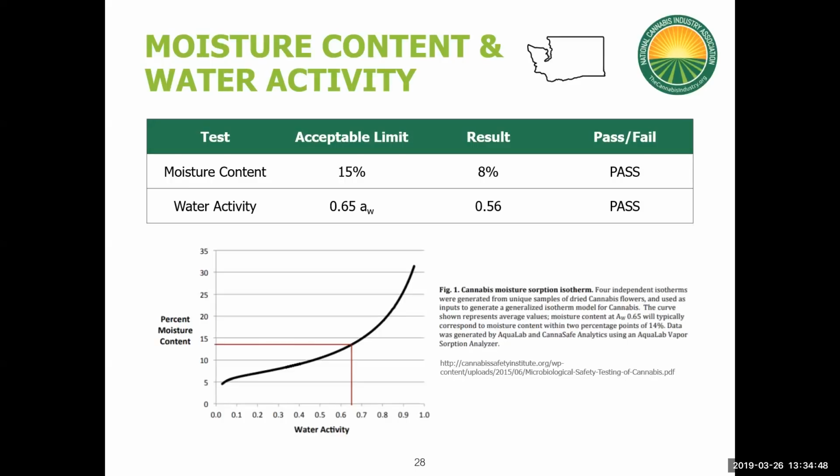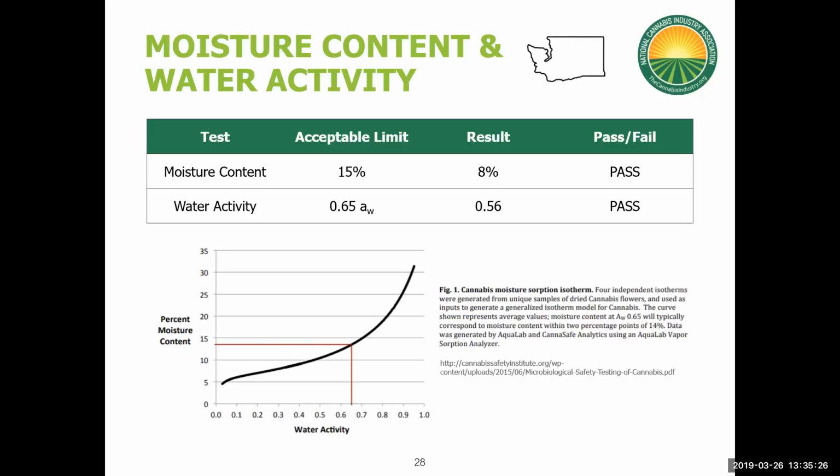So next we're going to go into moisture content water activity results. This is where we first start to see acceptable limits. So again, moisture content, the amount of moisture in a sample, and water activity is the amount of free water that's able to react. So the acceptable limits here, for instance, in Washington is 15% moisture content and 0.65 AW units for water activity. So AW units, 0 means pure dry versus 1 means pure water.